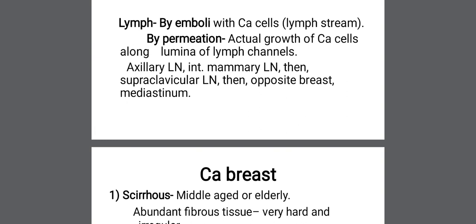There may be a spread by bloodstream. It is by this route that skeletal metastasis may occur in the lumbar vertebra, femur, thoracic vertebra, and the skull. And they are generally osteolytic, pathological fractures occurring most often in ribs and vertebra.